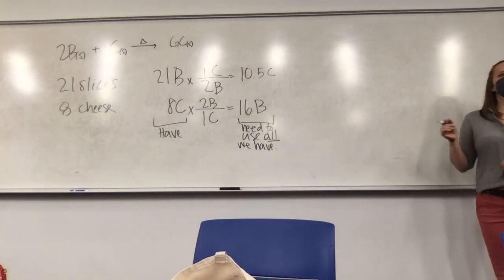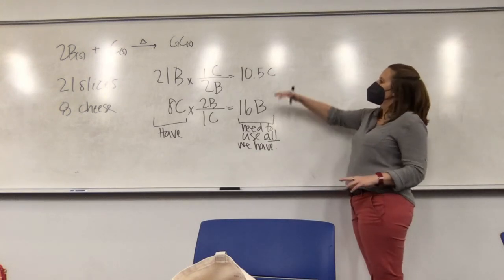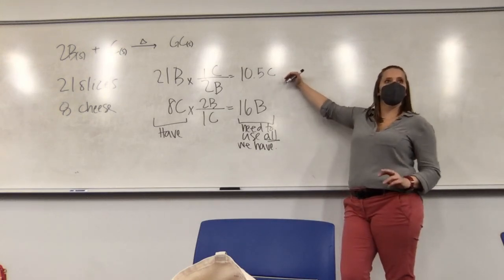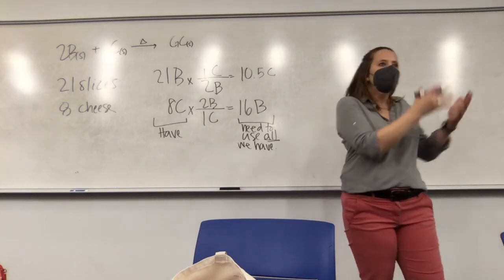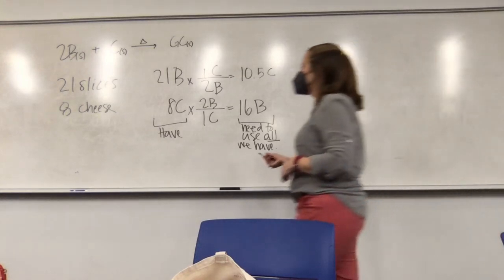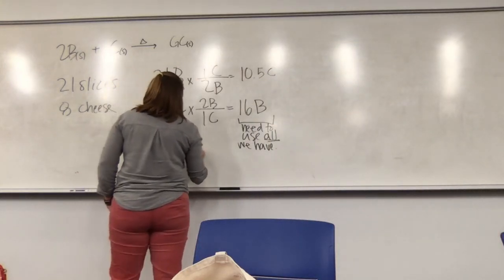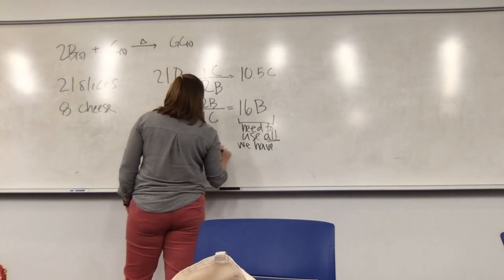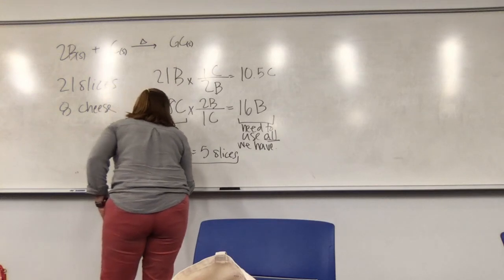So at this point, we can say we need 16 slices of bread, or we need 10 and a half slices of cheese. If I asked you how many slices of bread were left in the bag, provided you made all the sandwiches you could, you would have said 21 minus 16 equals 5 slices. This is your excess.